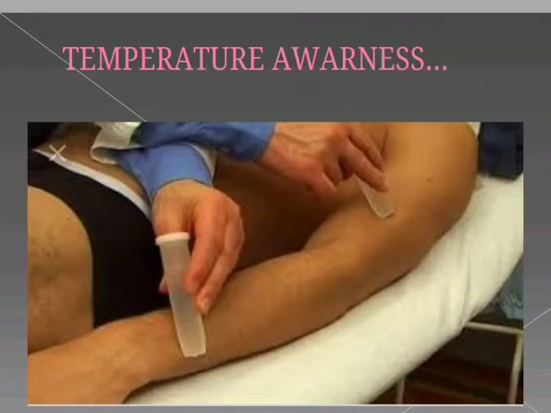You place the test tube on the dermatome first on the normal side, then compare with the affected side. For grading, if the same sensation is felt, it is grade 2. If slightly low, it is grade 1, and if the patient feels no cold or hot sensation, temperature awareness is grade 0.